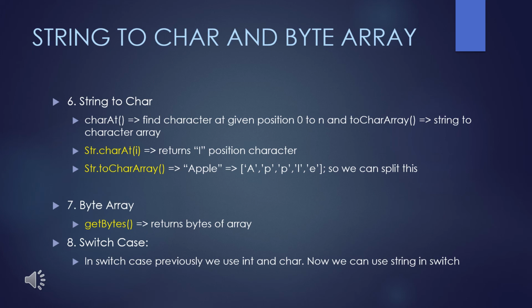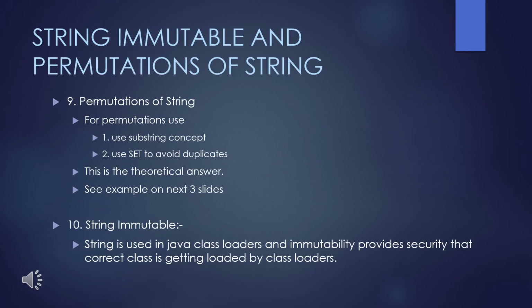Switch case: previously in switch case we could use int and char, now we can use a string also. That's a new update. If you want to do permutations of a string, you can use the substring concept, and you can use a set to avoid duplicates. This is one theoretical answer I am giving, and I will give a program on the next slide. Okay. And string immutability: in Java, a string is immutable, so we cannot modify it. This is used in the Java class loaders to avoid security threats. That is one useful idea for making a string immutable.